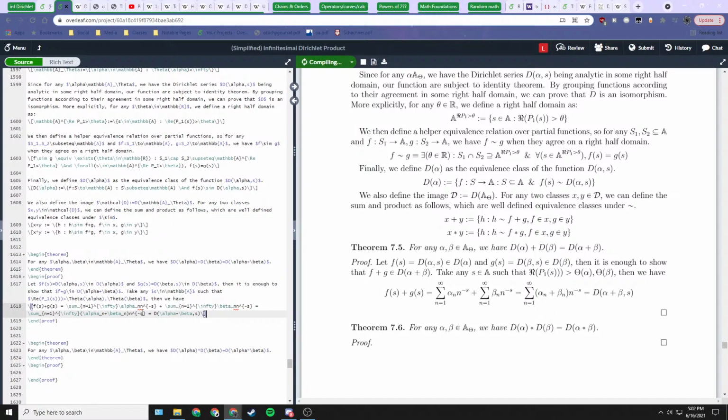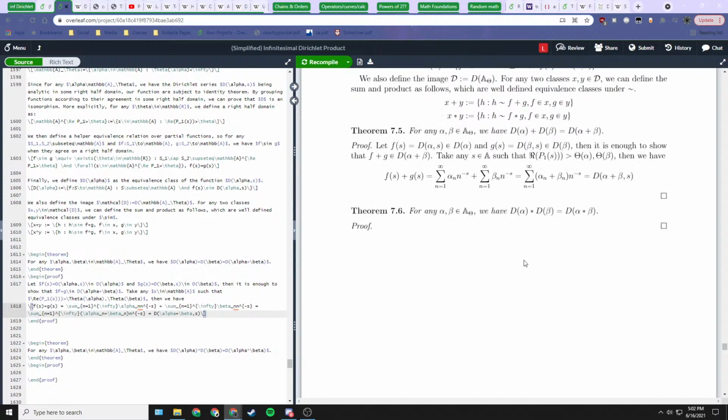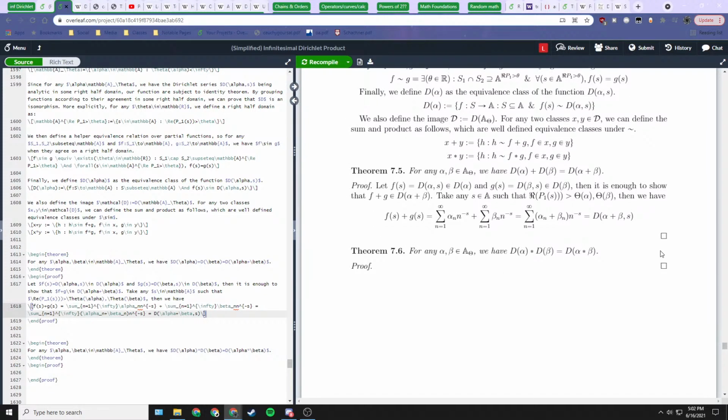Okay, we are actually going to need a lemma for the product one. Yeah, in some cases it's really easy, but just let f of s be this, which is in that, and g of s be that, which is that. So that f plus g is in this. Take any s in A such that of s, beta. Yes, so that's pretty easy.